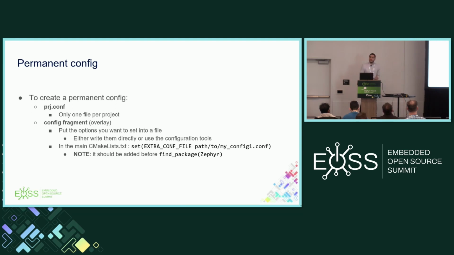I'm just going to give you a method I personally use, very helpful. When you create this file, you should set the environment variable called extra conf file. We typically do it in the CMake list. So you do set extra conf file, and you put the fragment here, and it will automatically see that you have this fragment and will enable these options for you.